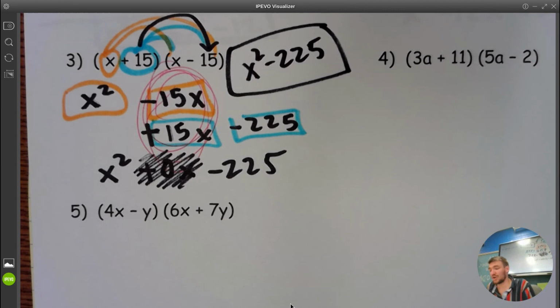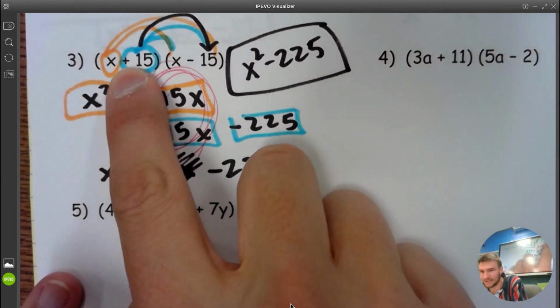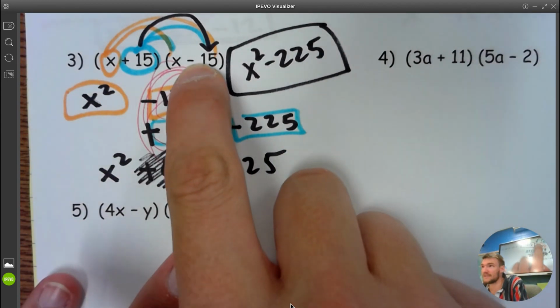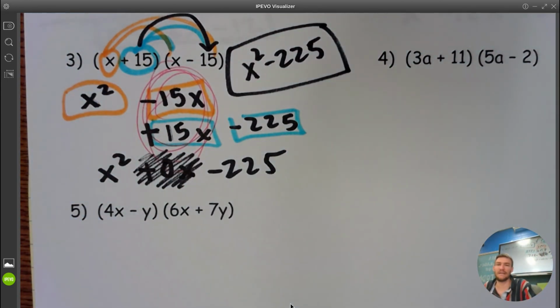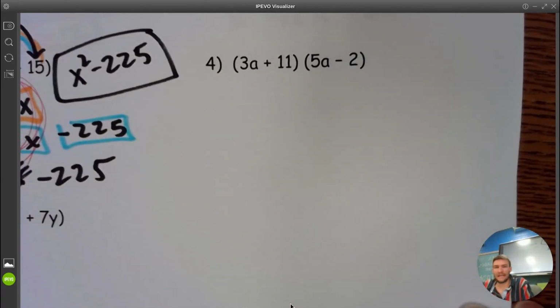Now, the middle terms, we kind of saw that coming, sort of, right? I mean, it literally says plus 15, minus 15. So plus 15 minus 15, that's going to make 0. All right, we're picking up the speed a little bit.